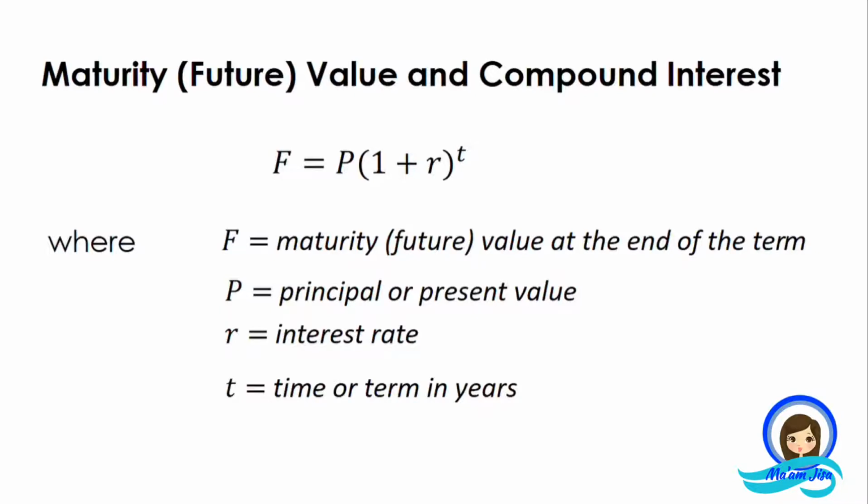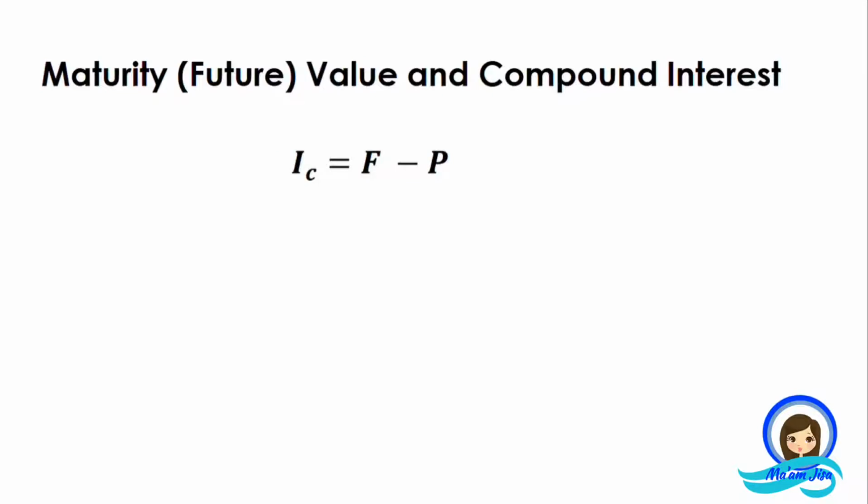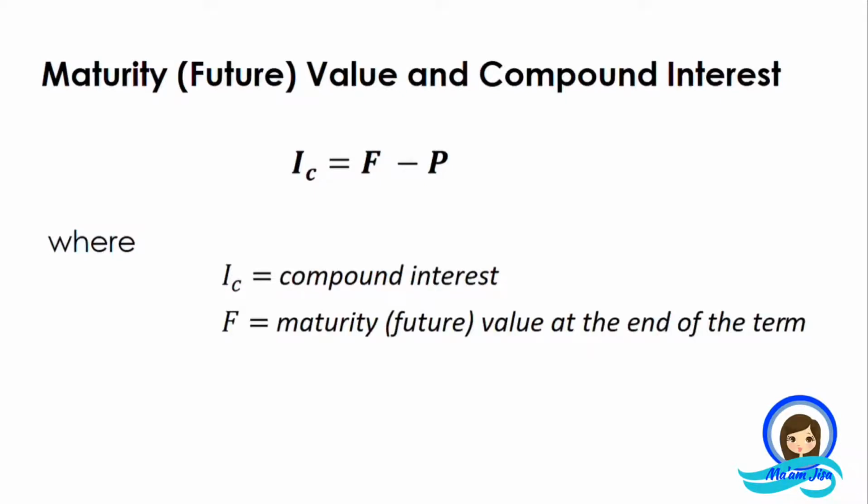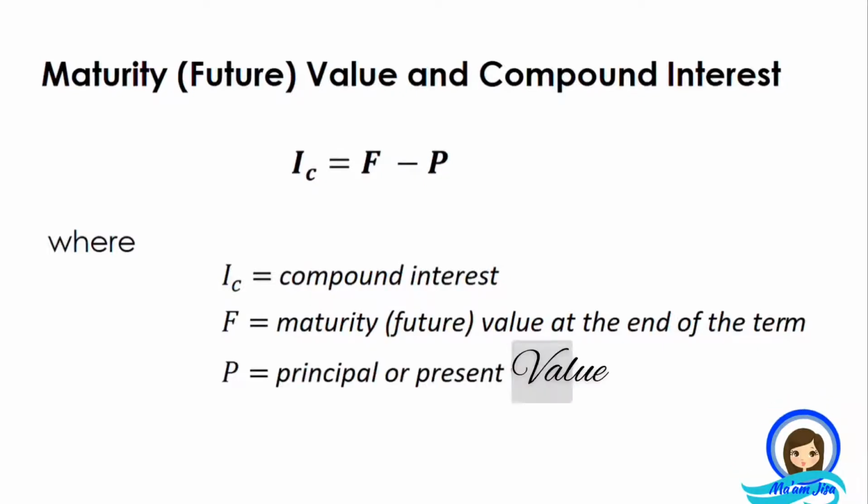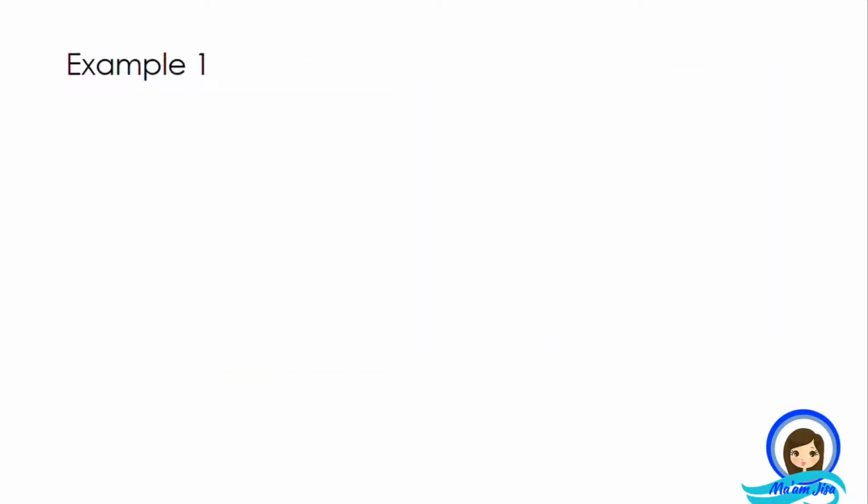Maturity value for compound interest is bigger than that of the maturity value for simple interest. To find the compound interest, just subtract the principal from the future value. I sub C here is our compound interest. F is the maturity or future value at the end of the term, and the P or the principal is the present value. Let's have an example.